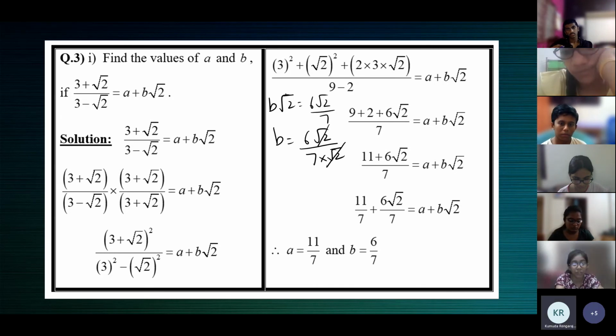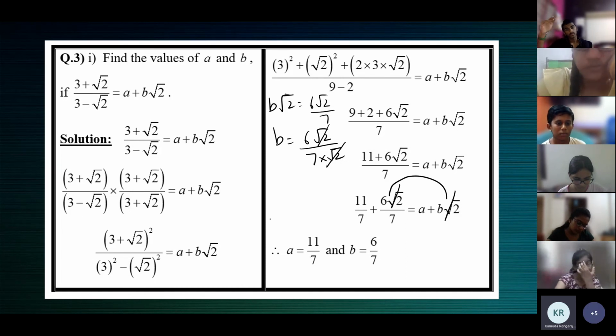So that's what I said. B root 2 is equal to 6 root 2 by 7. Root 2 and root 2 will get cancelled, and B is equal to 6 by 7.